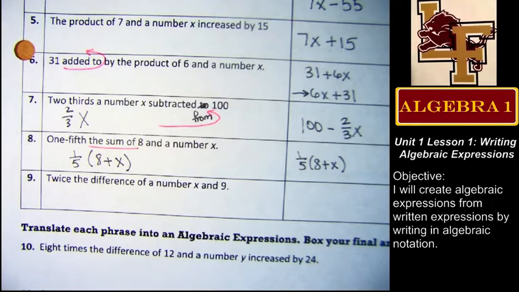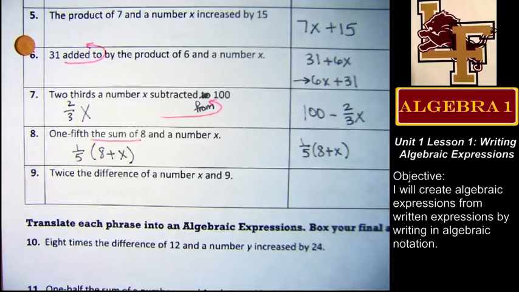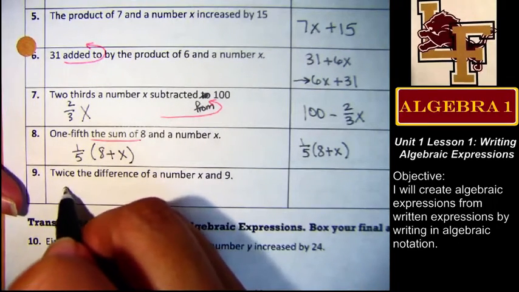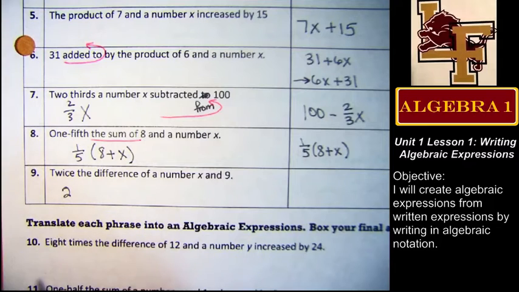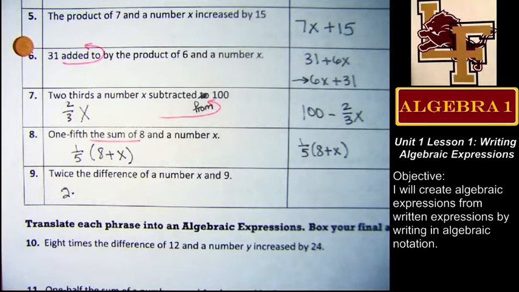We are looking at number 9. Twice the difference of. What does twice mean? 2 times. So we're going to have 2 and then a multiplication, but I don't know which multiplication symbol to use. We could use the little dot. What comes after the multiplication? Parentheses, because we're going to do a difference between x and 9.